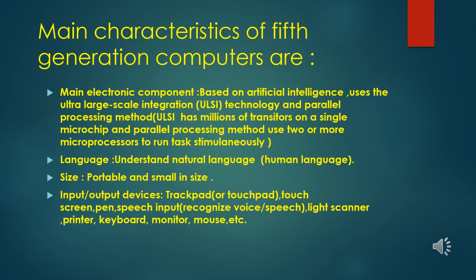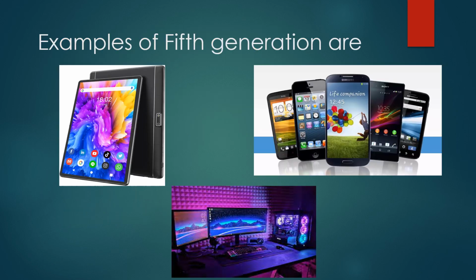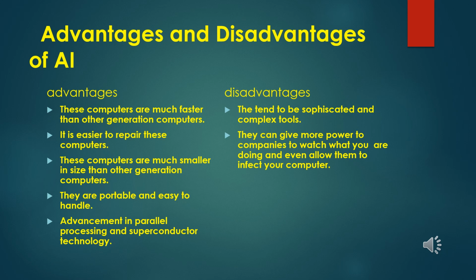Characteristics or advantages of fifth generation computers. Disadvantages or drawbacks of other generations have become characteristics or advantages for the fifth generation of computers. Like its characteristics are main electronic component, language, size, input output devices. It understands natural language also. It is so small that we can carry it portably in our hand also. Here are some advantages and disadvantages of artificial intelligence, that is fifth generation of computers, which contains more advantages than the disadvantages, which shows that it has shown great performance in today's world.